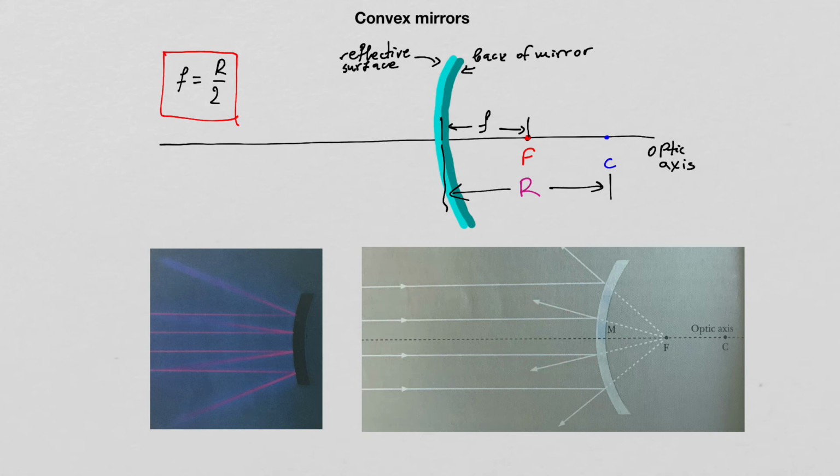However, if we continue the light rays behind the mirror, they will all converge at the focal point. Again, these light rays cannot exist behind the mirror because the mirror isn't transparent for light. But we can imagine that they continue behind the mirror like so, and they will converge at the focal point of the mirror. Now let's talk about the image creation by convex mirrors.